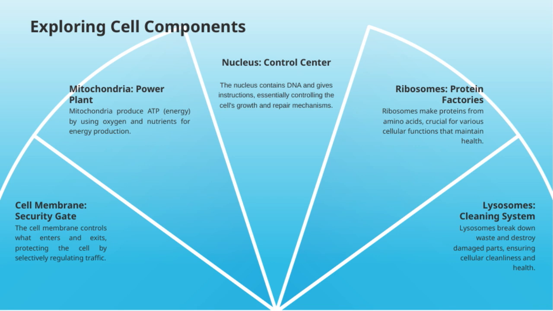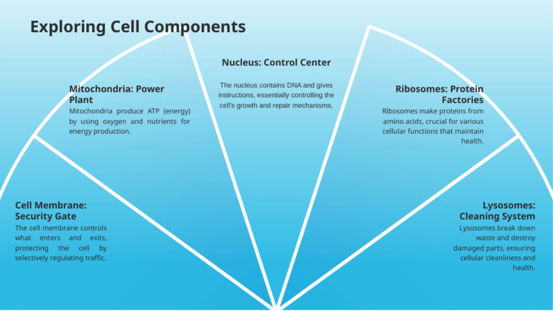They take amino acids and assemble them into proteins, which are essential for many cellular functions. Proteins are like the workhorses of the cell. They do most of the work needed to keep us healthy. Finally, we have mitochondria. Think of them as the power plants of the cell.